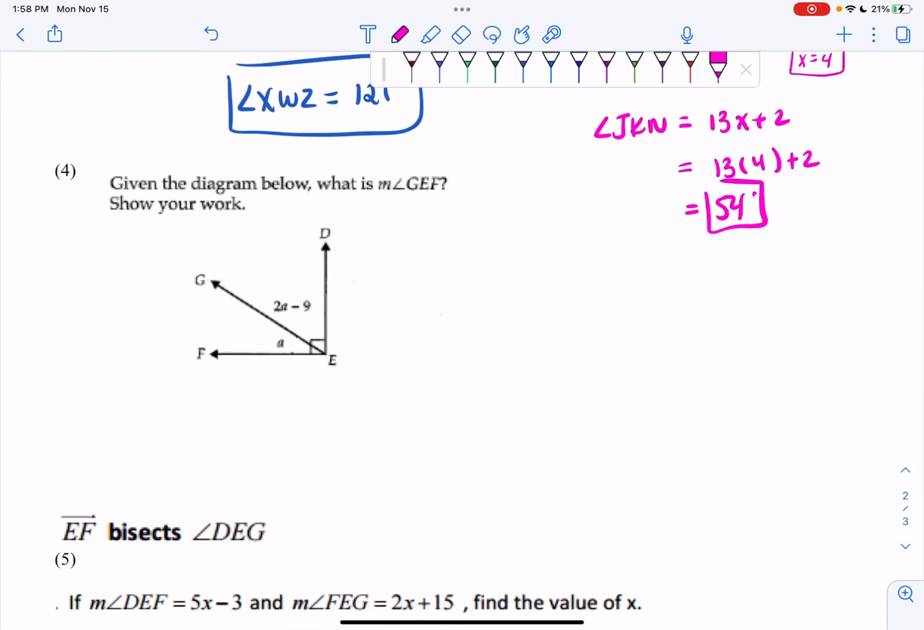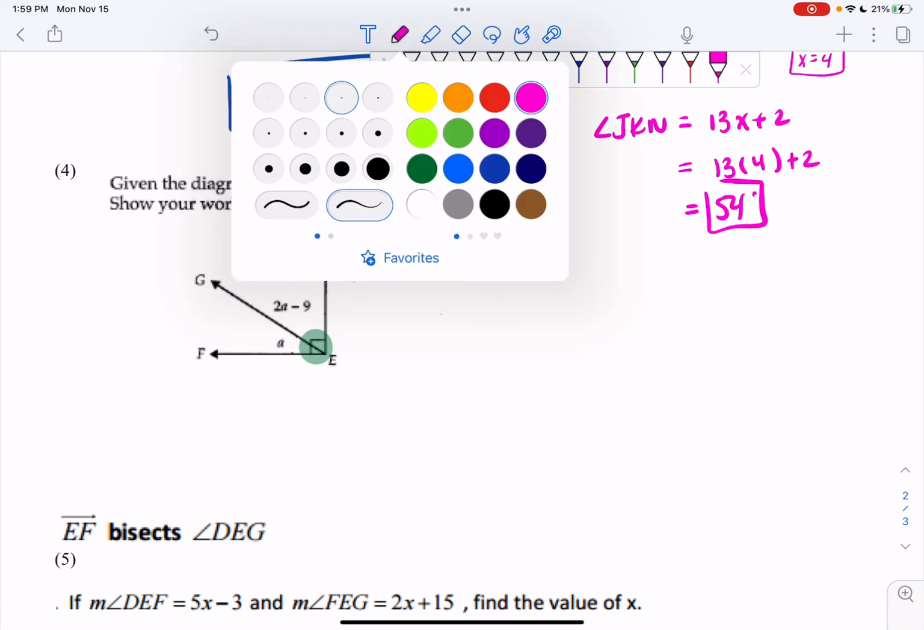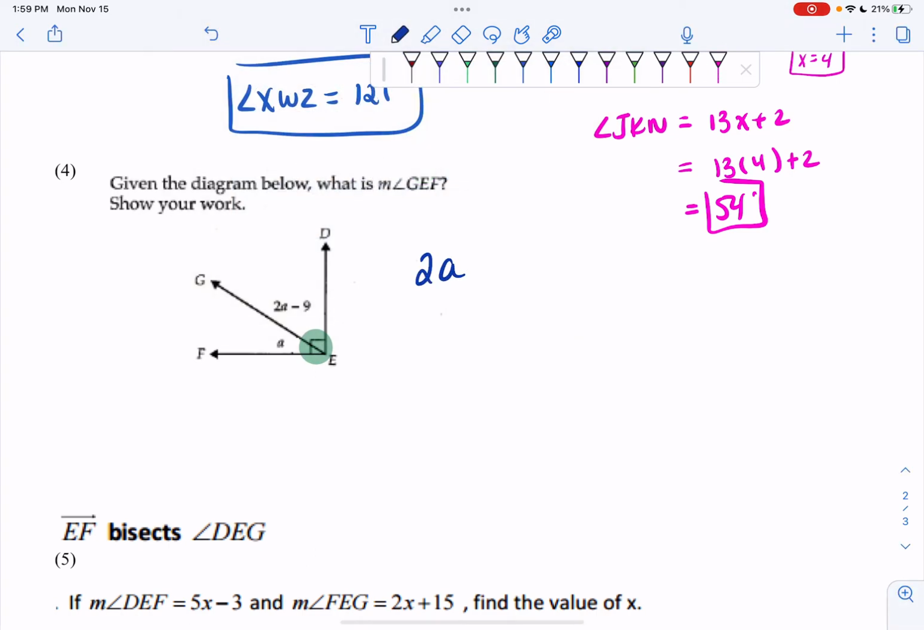Number 4, given the diagram below, what is the measure of angle GEF? So if I look at this, I know that both these angles add up to 90 degrees. So I can say 2a minus 9 plus a is equal to 90. Combine my like terms and I get 3a minus 9 equals 90. I add 9 to both sides of my equation.